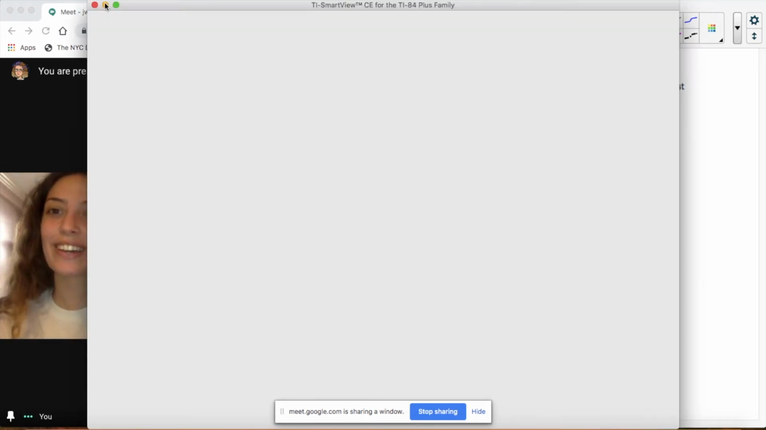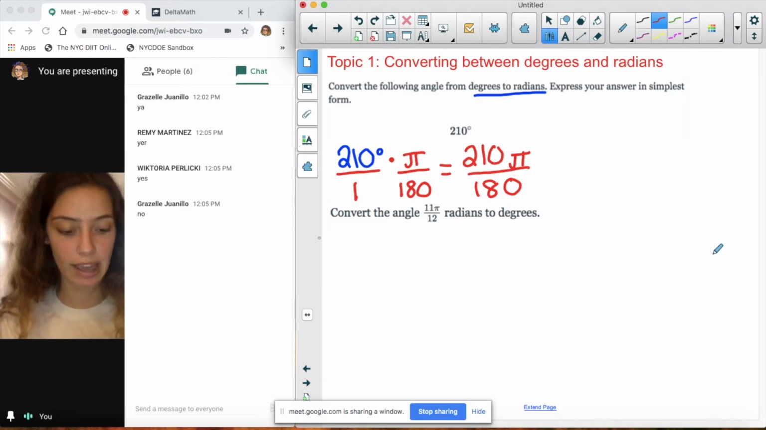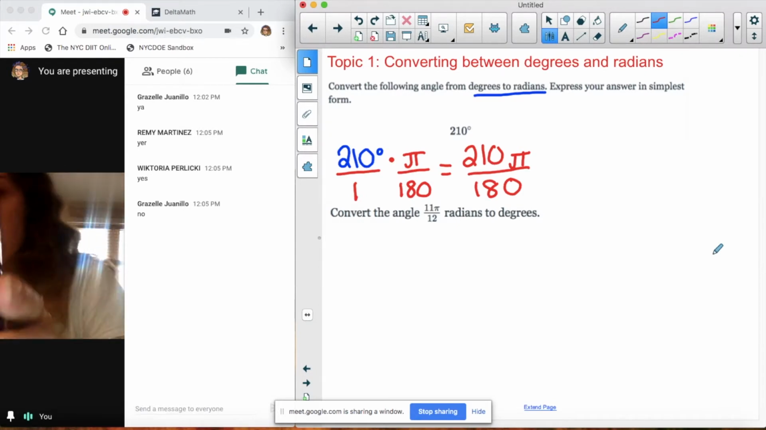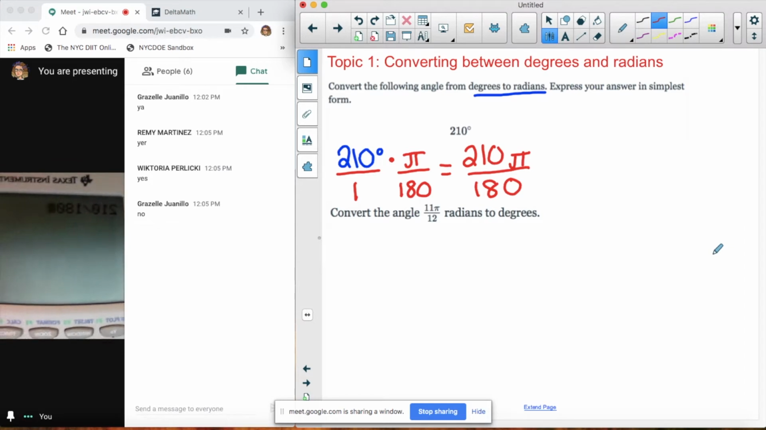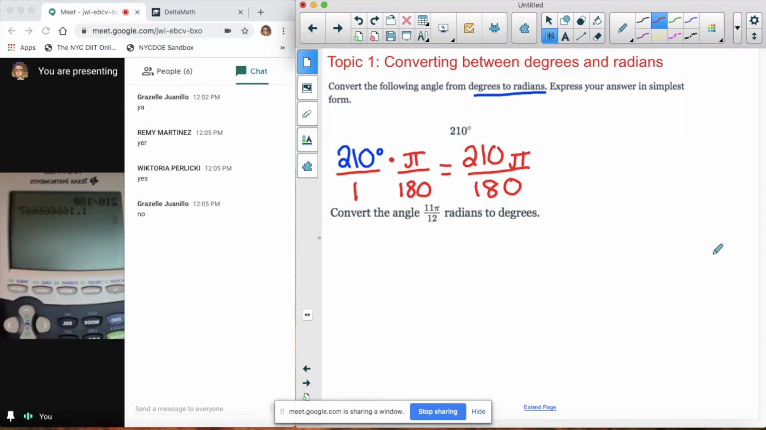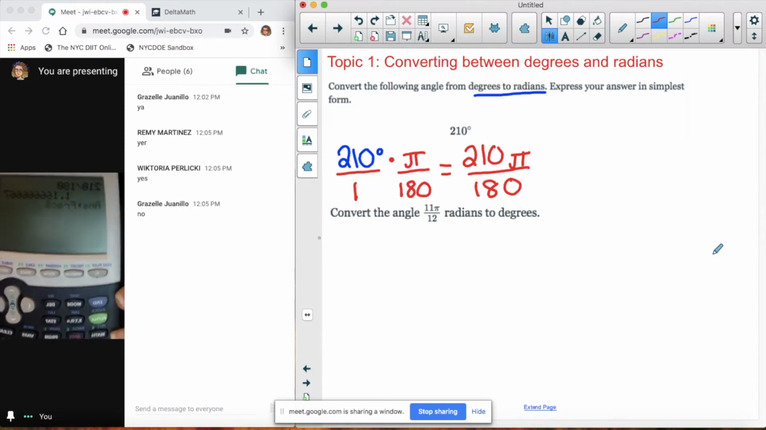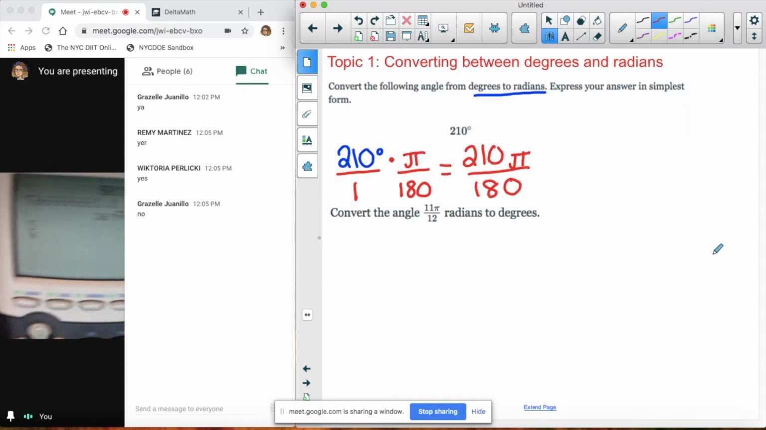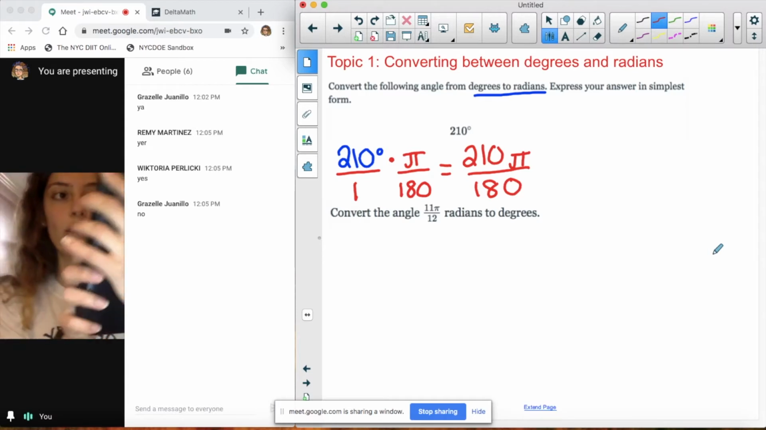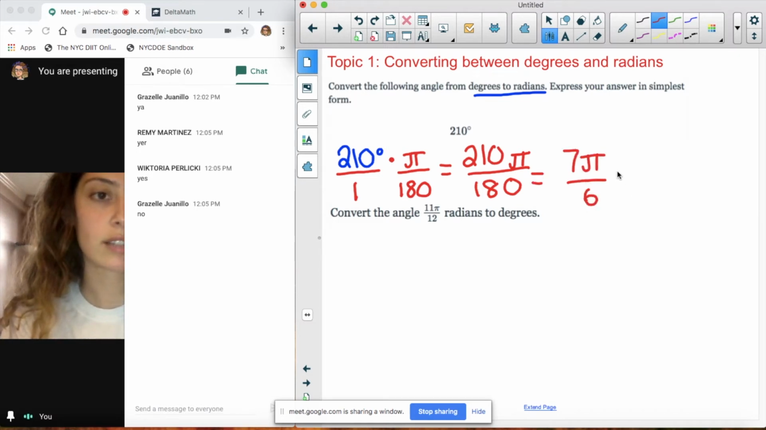So what you want to do is you want to do 210 divided by 180. You could do it just like that. Press enter. You don't want a decimal. To get it back into a fraction, just press math frac, and it becomes 7 over 6. So this simplifies to 7 pi over 6 radians.